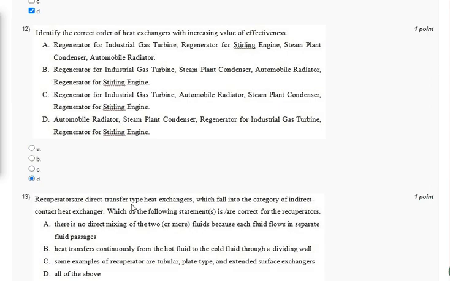Identify the correct order of heat exchangers with increasing value of effectiveness. So for that the option number D is the correct. So minimum effectiveness will be of automobile radiators, then steam power plant condenser, then regenerator for industrial gas turbine, and then regenerator for Stirling engine. So Stirling engine has 98% of effectiveness and automobile radiator has 40% effectiveness. So this is the increasing order. So option number D is correct.